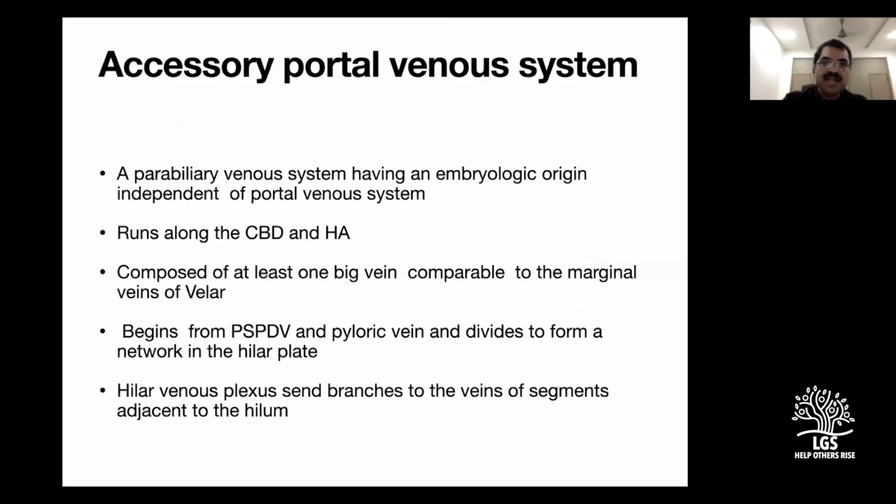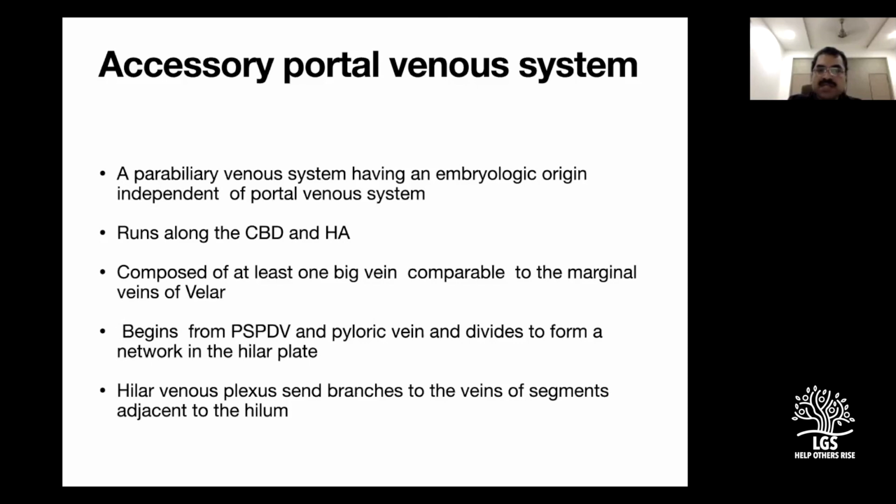But there is an accessory portal venous system. This is a parabiliary venous system. It has an embryologic origin independent of the portal venous system. And it runs along the common bile duct and hepatic artery. It is composed of at least one big vein, which is comparable to the marginal veins of Saint-Venant, which I already mentioned, like the 9 o'clock and 3 o'clock. It begins from the posterior superior pancreaticoduodenal vein and pyloric vein, and it divides to form a network in the hilar plate, where there is communication with the cystic vein and other veins.